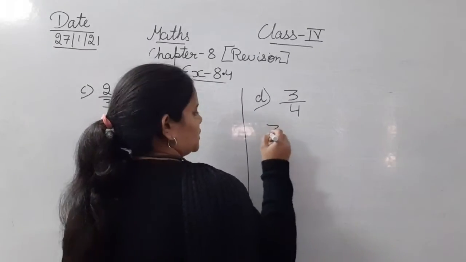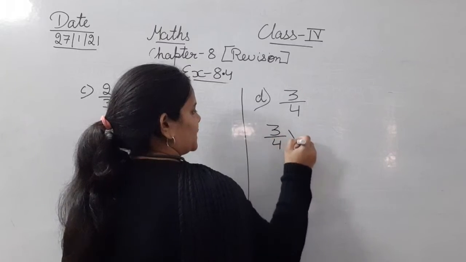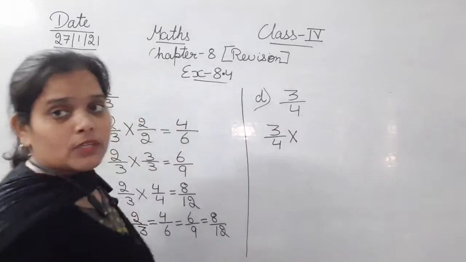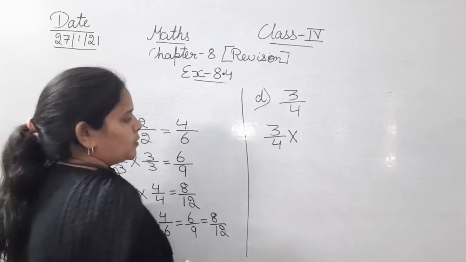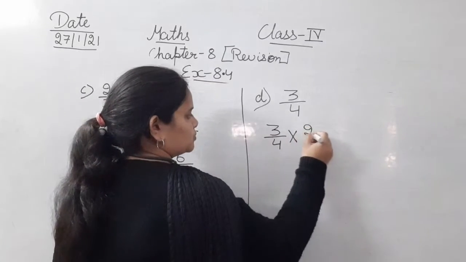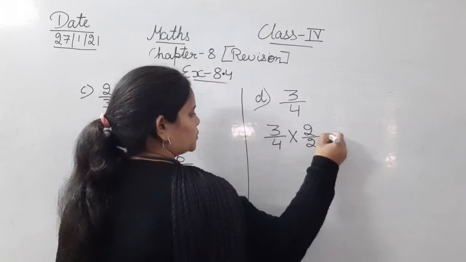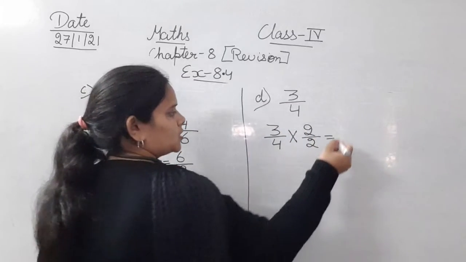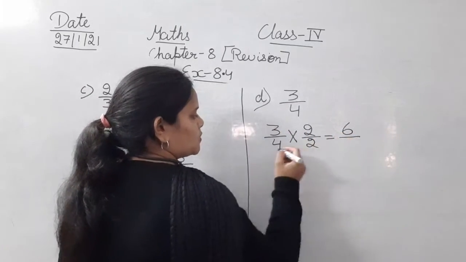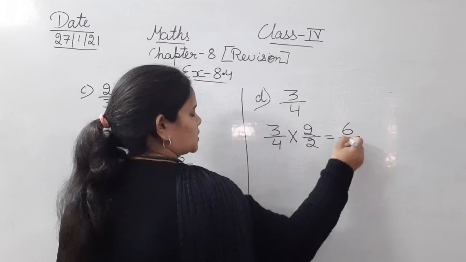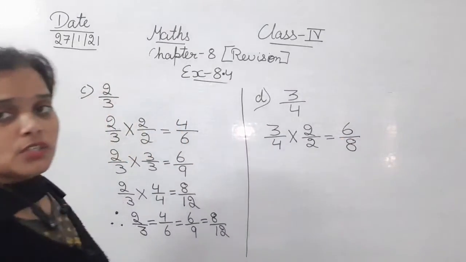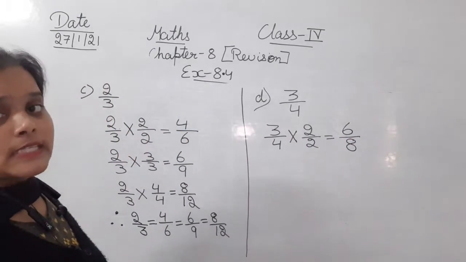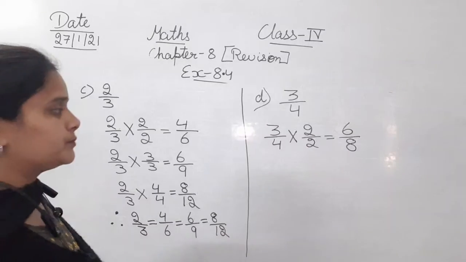So that means we will multiply this 3 upon 4 with 3 different numbers. 3 upon 4 multiplied by 2. So let's multiply them both with 2. 3 2s are 6. 4 2s are 8. So the first equivalent fraction to 3 upon 4 is 6 upon 8.